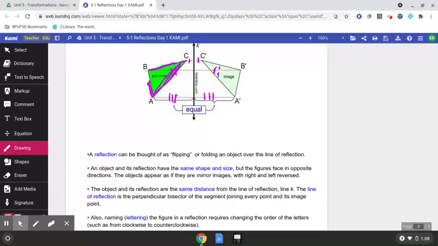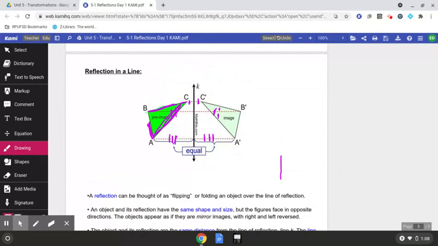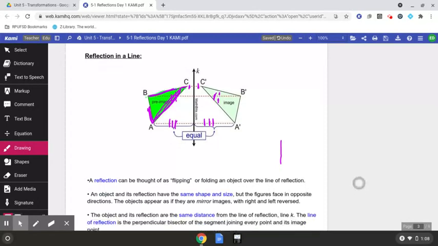The object and its reflection are the same distance from the line. So like I said before, you could count your boxes so that you could see how far away you are from that line of reflection. The line of reflection is the perpendicular bisector of the segment joining every point. What they're saying in that statement is that line K is perpendicular to all those dotted lines that we're connecting the endpoints to.